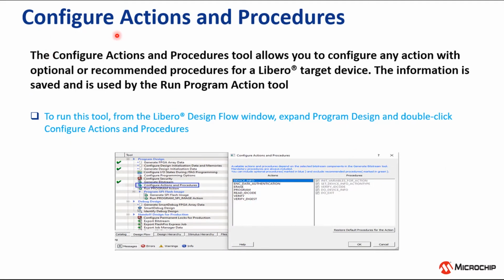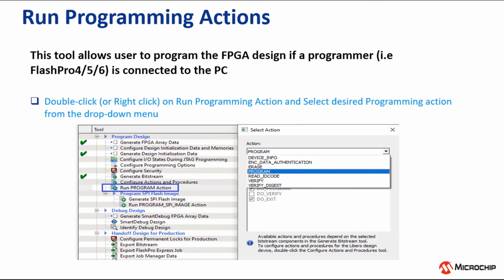Configure actions and procedures. The Configure Actions and Procedures tool allows you to configure any action with optional or recommended procedures for a Libero target device. The information is saved and is used by the Run Program Action tool. To run this tool, double-click on Configure Actions and Procedures. As you can see, there are several programming actions listed in the dialog box. You can select desired programming actions and corresponding procedures will appear on the right side, and you can select or unselect any particular procedures if applicable.